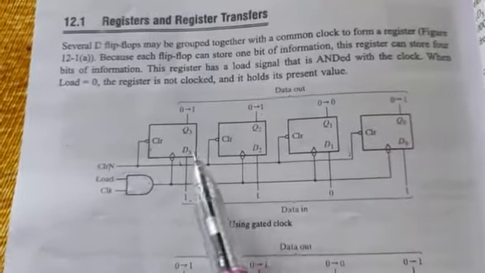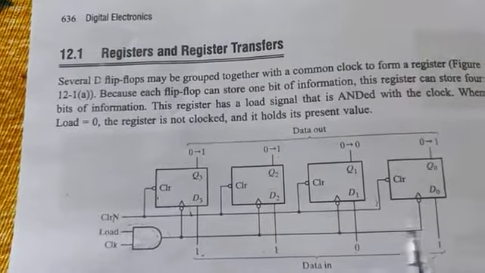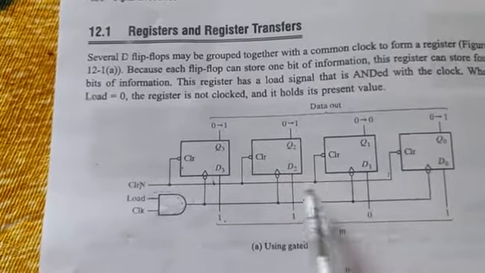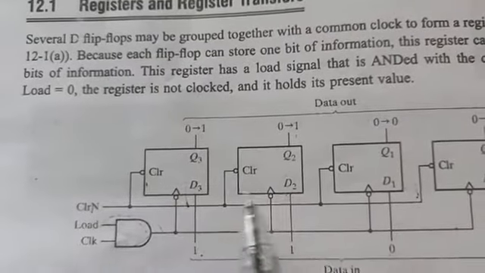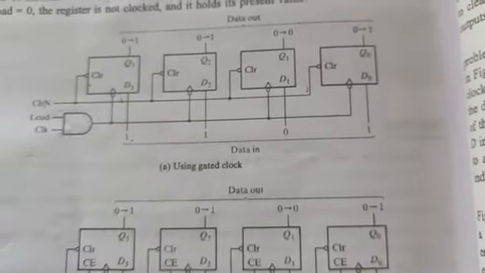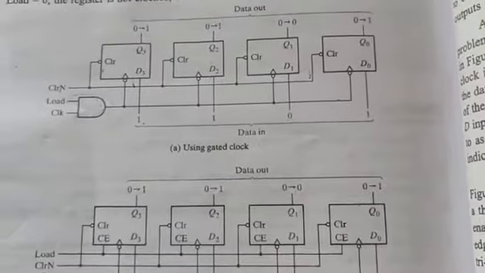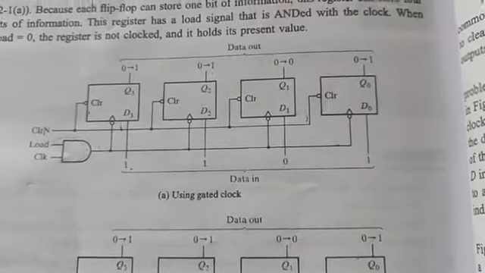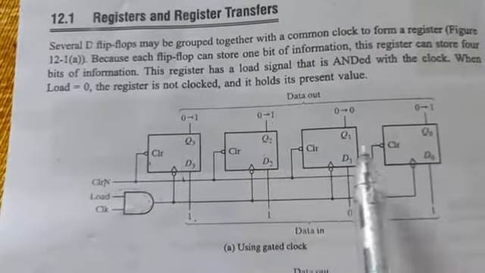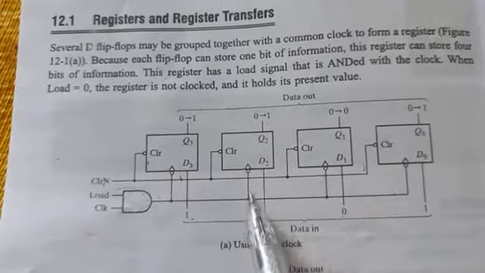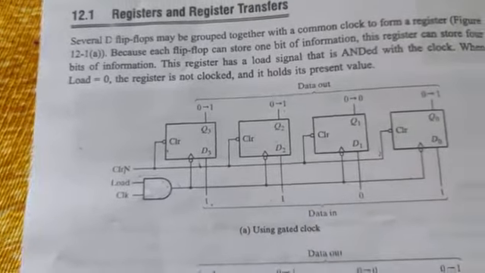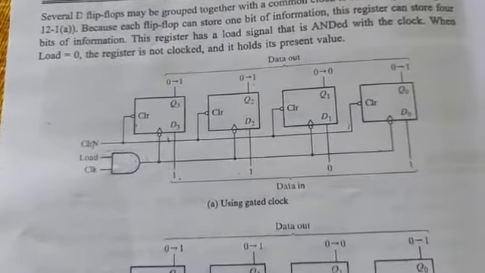All the flip-flops are connected by a common clock pulse. Look at this bubble. What do we mean by that? When you have a bubble at the clock input, it is a negative edge triggered flip-flop. If there is no bubble, then it's a positive edge triggered flip-flop. We have 4 flip-flops, all connected by the clock, and all of them will change state on the negative edge, not the positive edge.